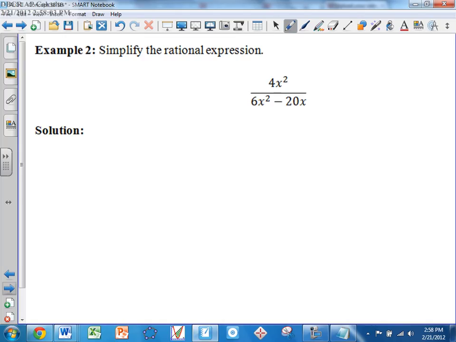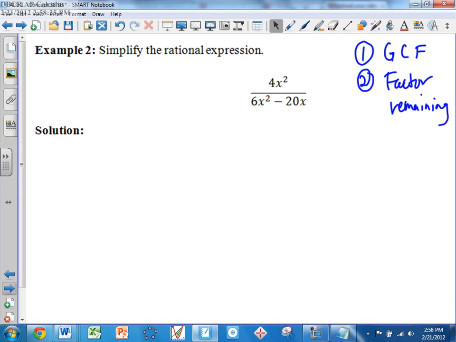Let's take a look at another problem here. Before we start this problem, please write down in your mind or on the paper: first start with the GCF. Okay, start with the GCF. Then factor the remaining. Okay, those are just going to be the only 2 steps that we're going to have here. The last step is to simplify or cancel, but that's the whole operation.